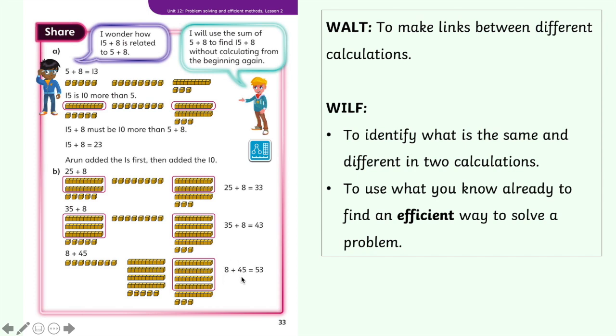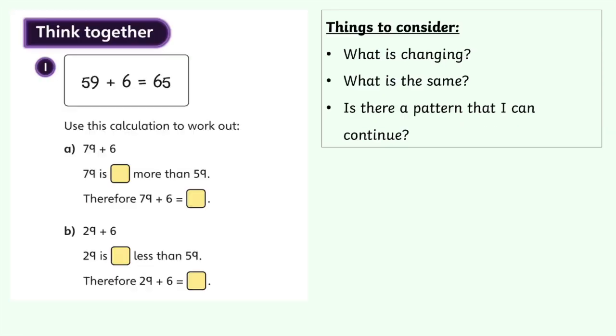Remember, it doesn't matter which way round the numbers are being added together in an addition. So 8 add 45 is the same as 45 add 8. So the key thing we're thinking about today is using those things that we already know, those calculations we've already worked out, thinking, well, what's different about this calculation? And then seeing whether that can help us work it out quickly.